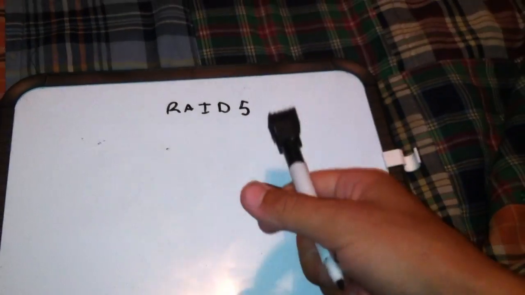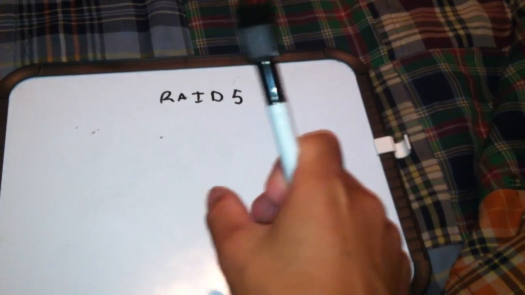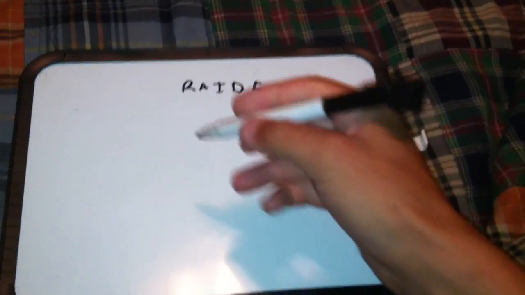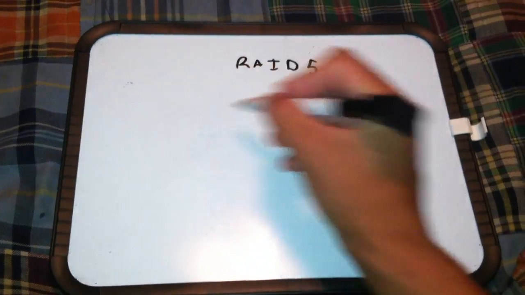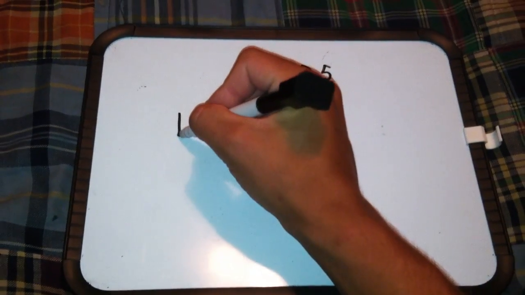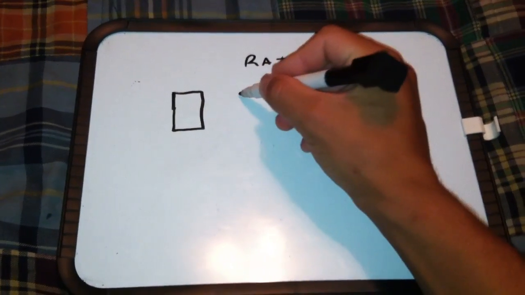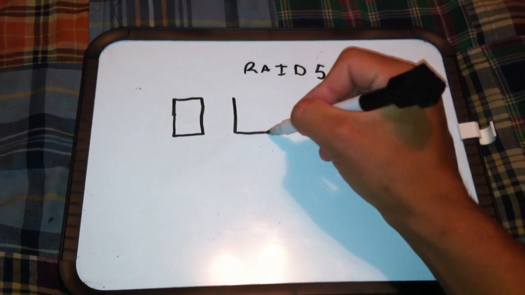This is the first redundant one where you can actually add the disks together. This is probably the most common one you'll see. It's RAID 5. Usually RAID 1 and RAID 5 are the most common RAID levels. So to make RAID 5, the minimum you can have is 3 disks. So we'll draw 3 disks.